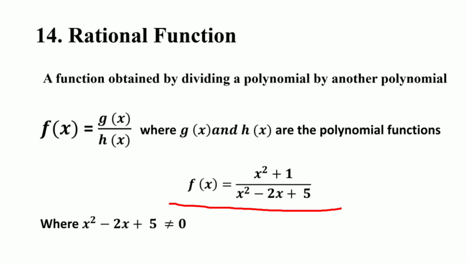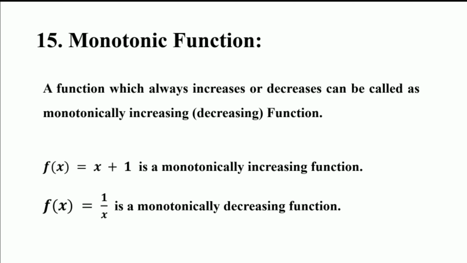where this is one example of a rational function because it is a ratio type, where x² - 2x + 5 is not equal to 0. So a function obtained by dividing a polynomial by another polynomial is a rational function. Another type of function is known as the monotonic function.